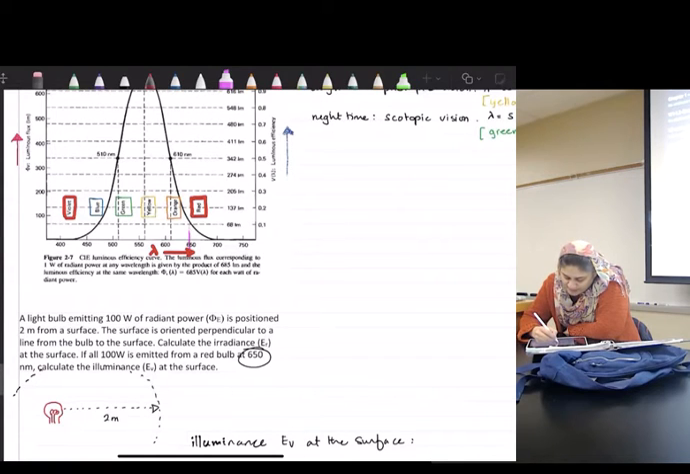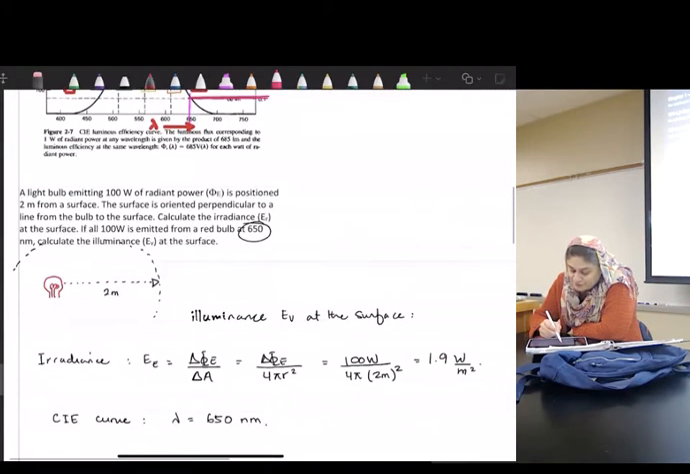Work your way upwards until you hit the curve. Okay? Work your way outwards until you hit this part. Okay, so this implies your V lambda is 0.1.